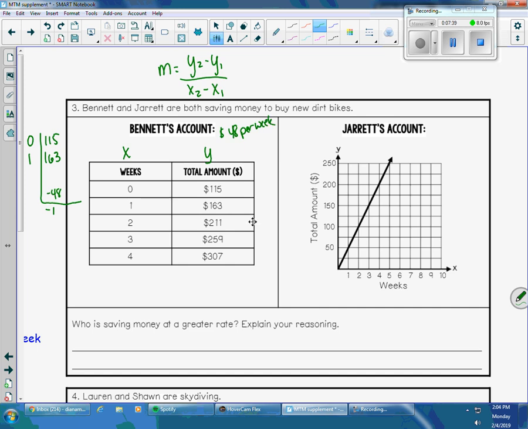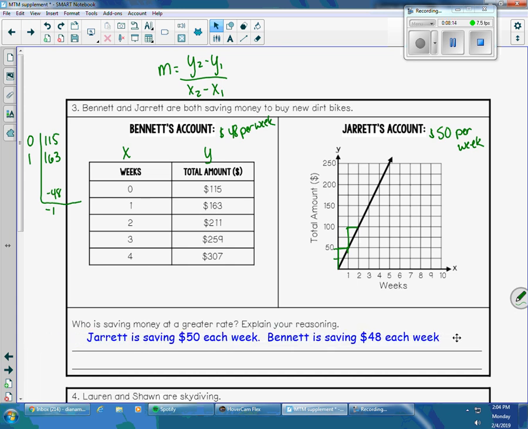Let's see what Jarrett's doing. So this is counting by 25. So there's 25, 50, and there's per 1 week. So Jarrett's saving $50 per week. Who is saving money at a greater rate? Explain your reasoning. So $48 per week is less than $50 per week. So Jarrett is actually saving money at a faster rate.